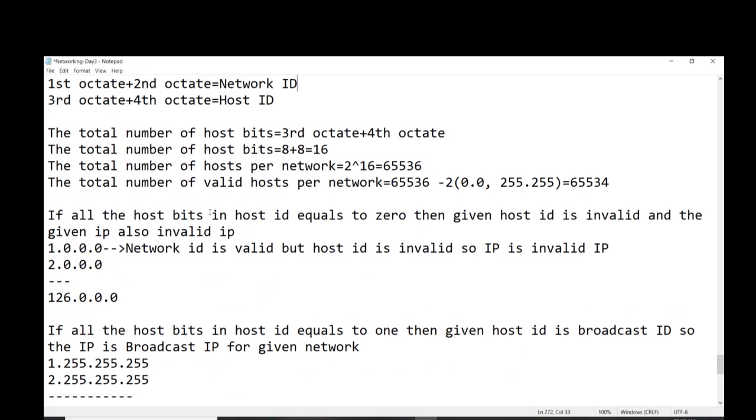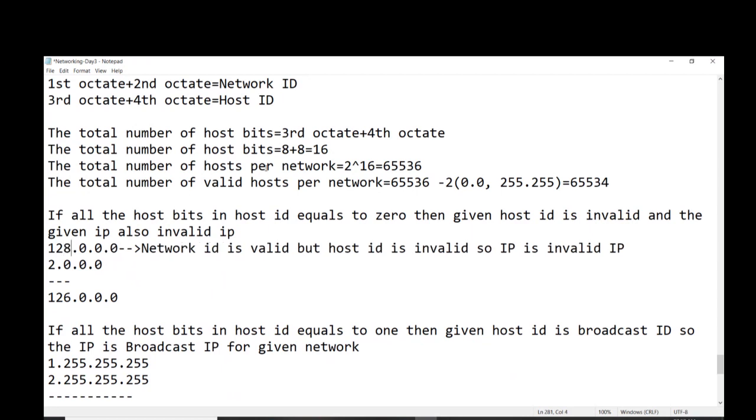If all the host bits in the host ID equal 0, then the given host ID is invalid and the given IP is also invalid. So here, what is the network range for class B? The range for class B is 128 to 191.